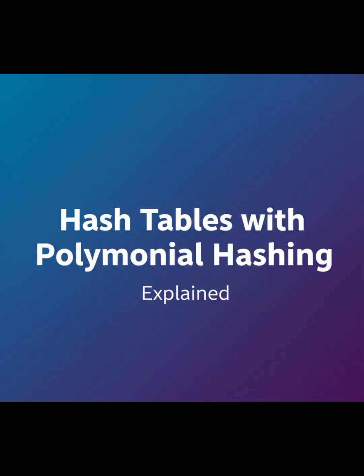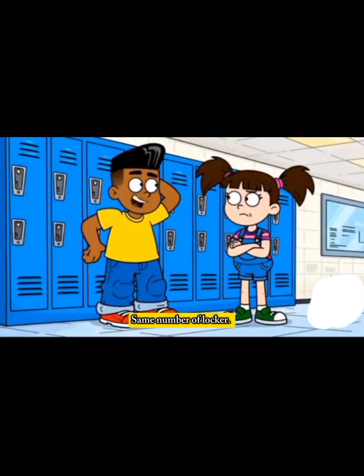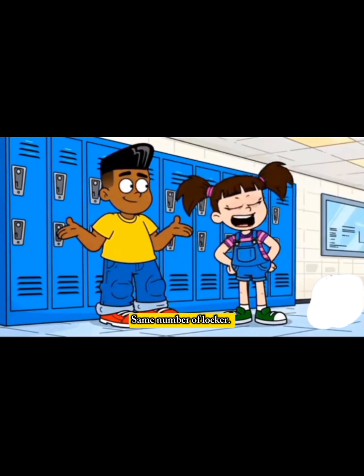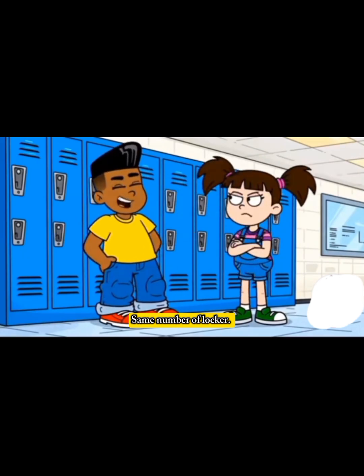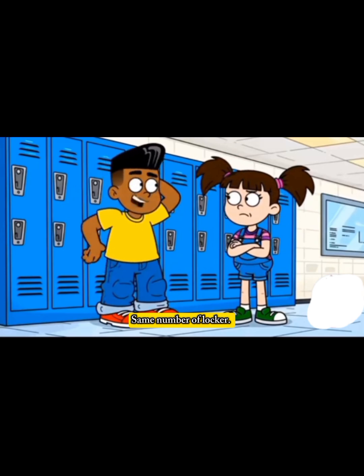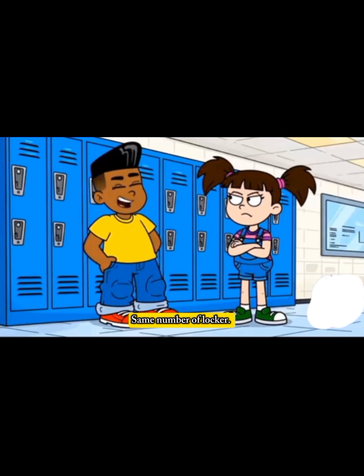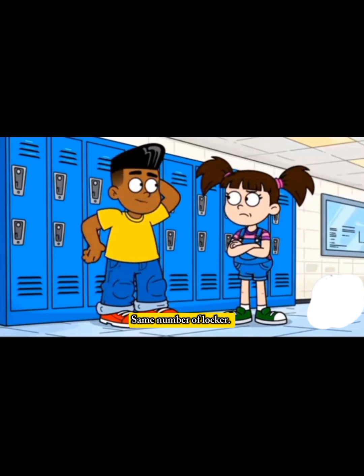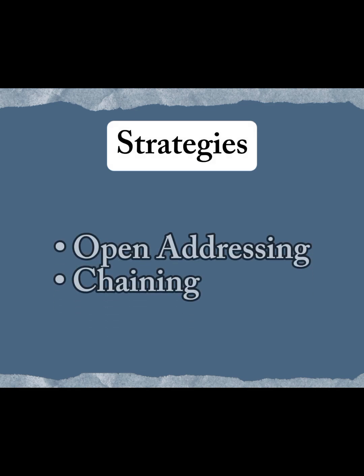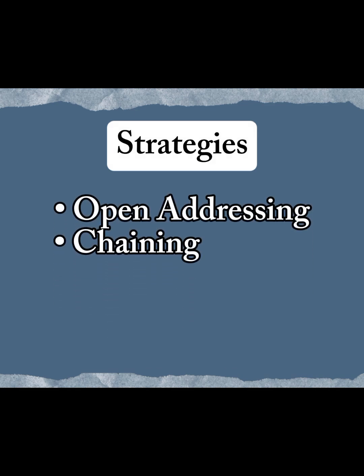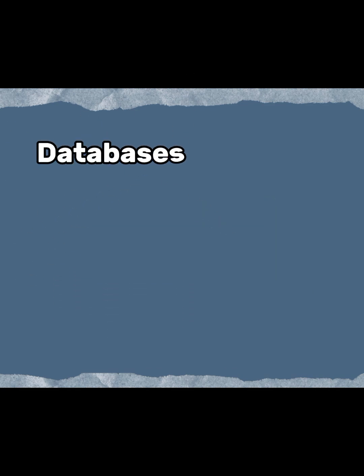And that's it. We learned what hash tables are and how polynomial hashing works in code and where it's used in real life. Think of it like assigning lockers in a school. Each student's name is passed through a formula that gives them a locker number. Instead of searching the whole school, they jump straight to their locker. If two students get the same locker, that's a collision, and we need strategies like chaining or open addressing to resolve it. Hash tables with polynomial hashing are used in databases to quickly find records.